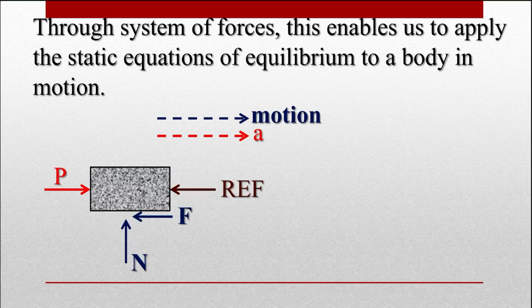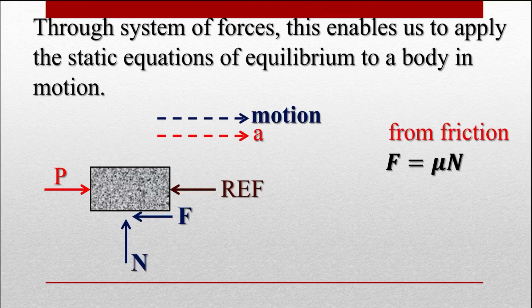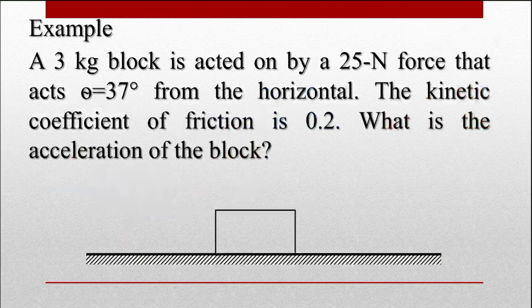Okay, so from friction, you know already that the frictional resisting force is equivalent to the coefficient of friction times the normal force. Then we can now sum up using summation of forces vertical, and at the same time summation of forces horizontal, to find the other elements such as REF, F, N, and a lot more. So let's proceed with our example.